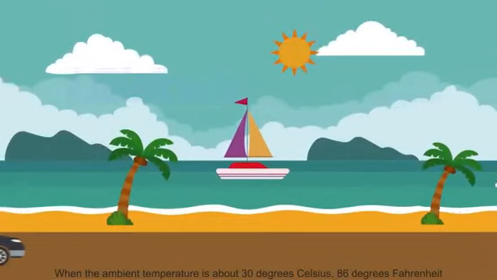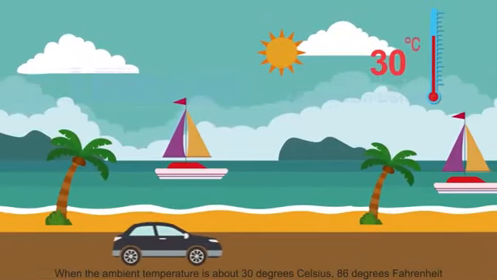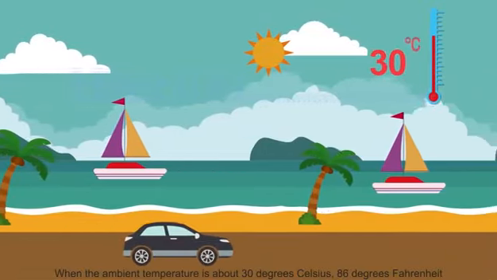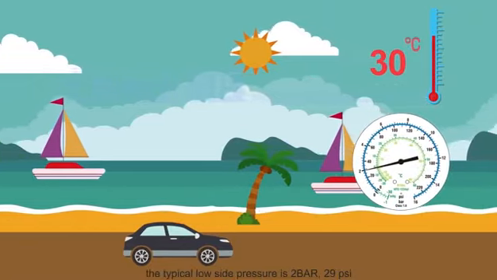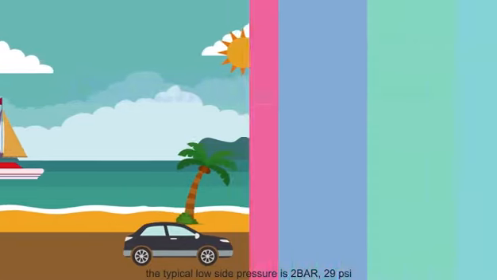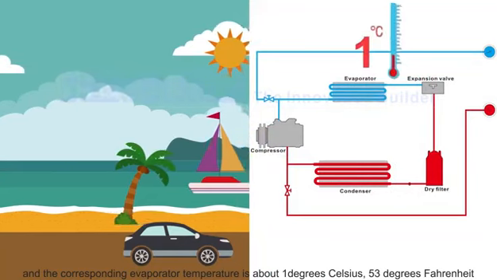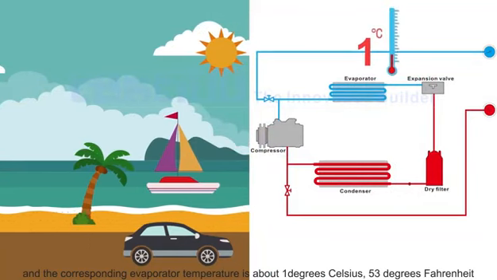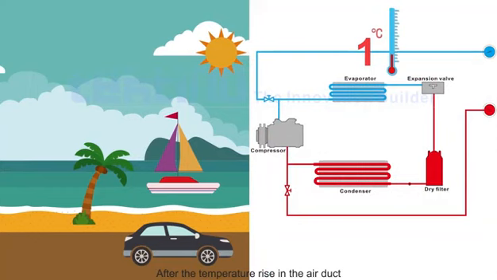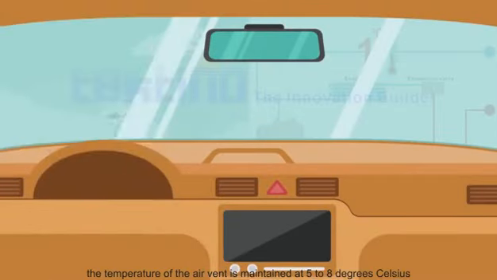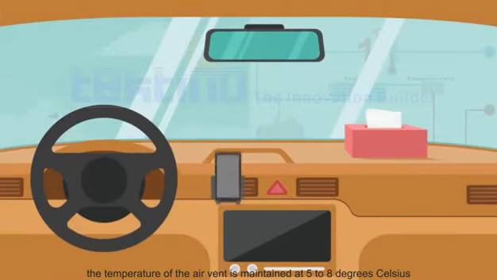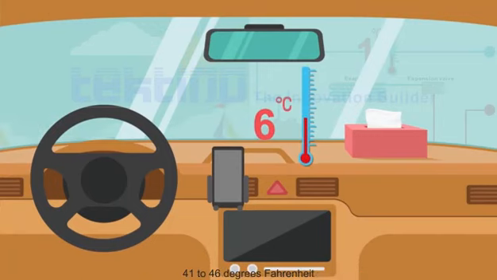When the ambient temperature is about 30 degrees Celsius, 86 degrees Fahrenheit, the typical low-side pressure is 2 bar, 29 psi, and the corresponding evaporator temperature is about 1 degree Celsius, 34 degrees Fahrenheit. After the temperature rise in the air duct, the temperature of the air vent is maintained at 5 to 8 degrees Celsius, 41 to 46 degrees Fahrenheit.